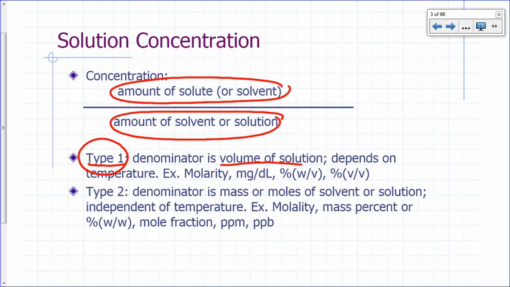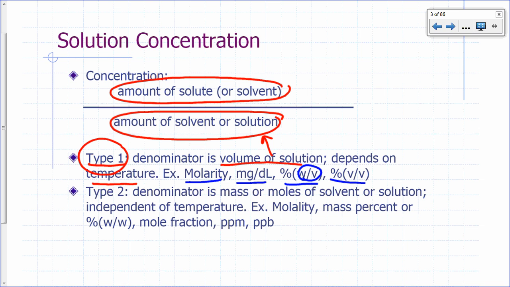the denominator. So for the denominator, if you're using volume there, these types of concentration units depend on temperature because, as we know, things expand when the temperature increases and generally contract when the temperature decreases. So the kinds of concentration units that use volume of solution in the denominator are molarity, milligrams per deciliter, percent weight by volume, this W/V here, weight by volume, and percent by volume.